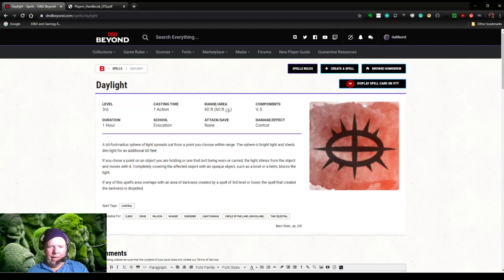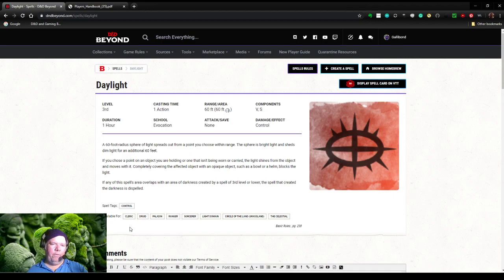Alright, Daylight is a third level spell in 5th edition. It's available to a whole raft of different classes. You have clerics, druids, paladins, rangers, sorcerers, the light domain, the circle of the land druids, and the celestial. So even warlocks with the celestial patron can get this spell.